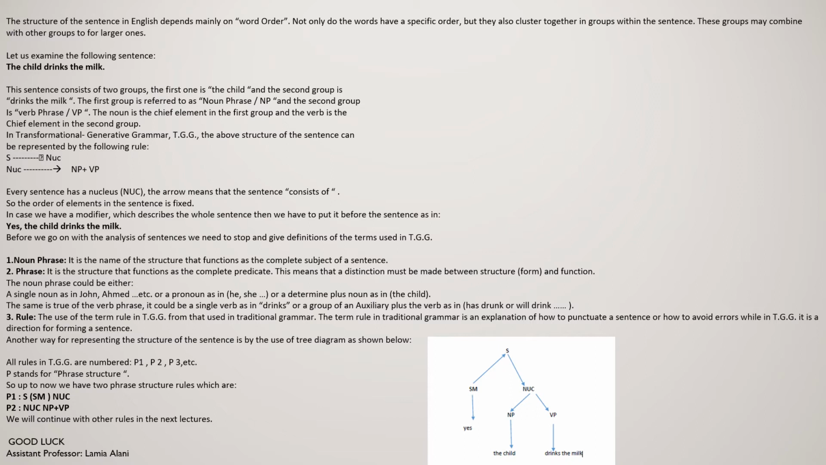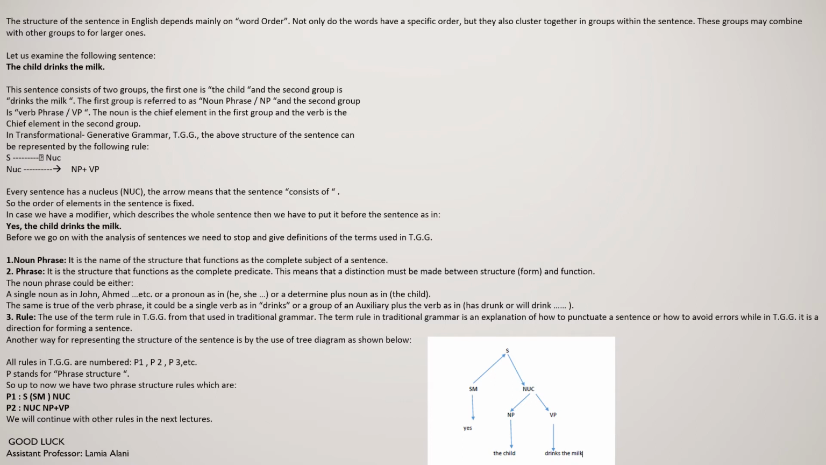So what do you mean by noun phrase? We have already mentioned it, but let's try to give a definition according to TGG. Noun phrase is the name of the structure that functions as the complete subject of a sentence. So noun phrase is a form, a structure. But what is the function of that structure? It functions as the subject of a sentence.